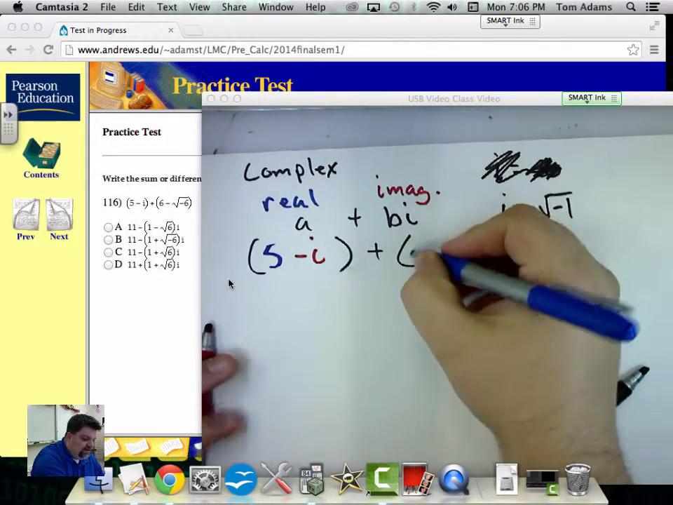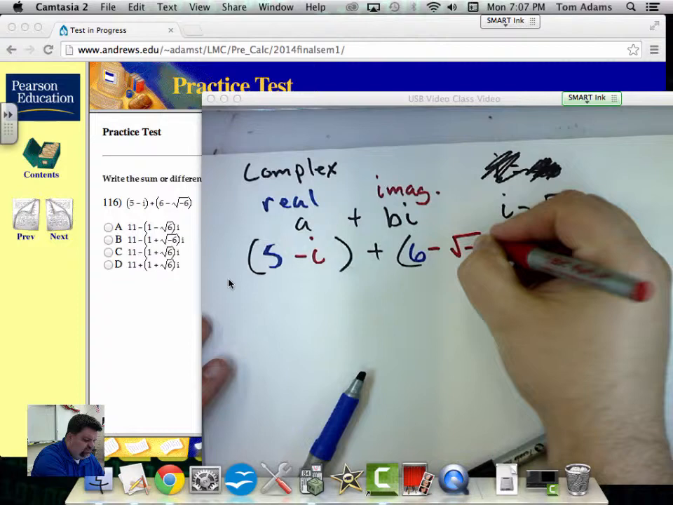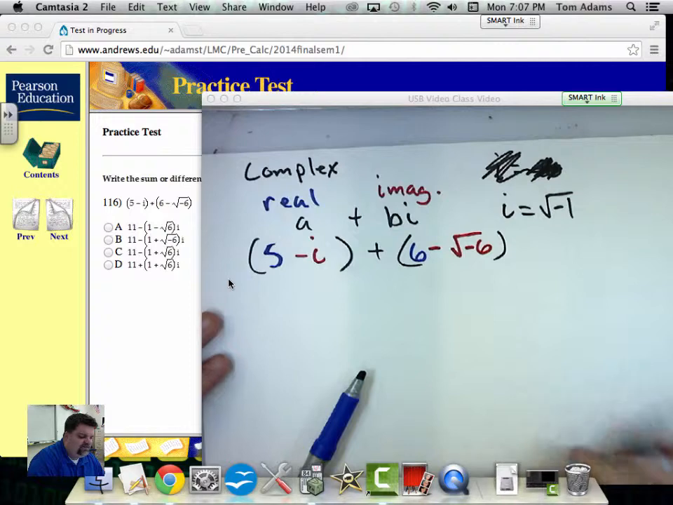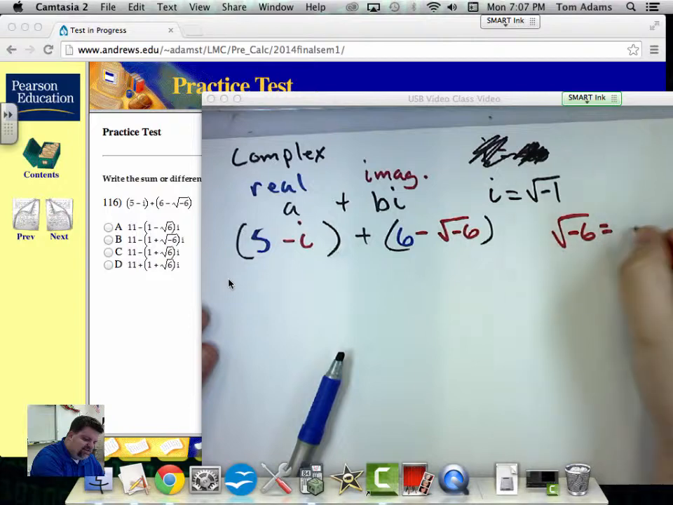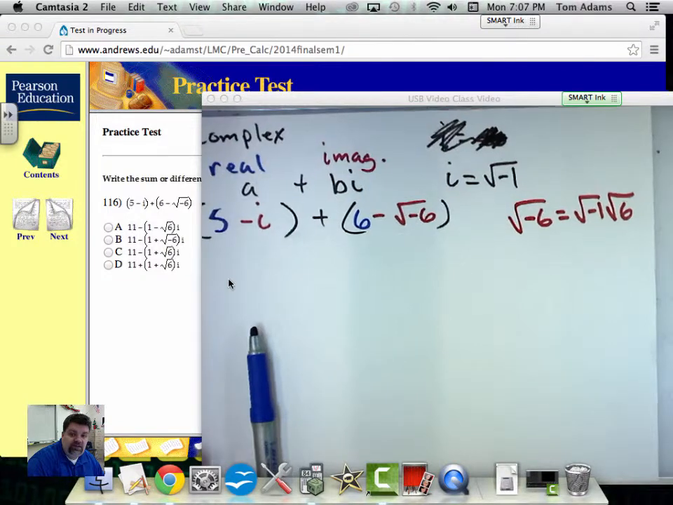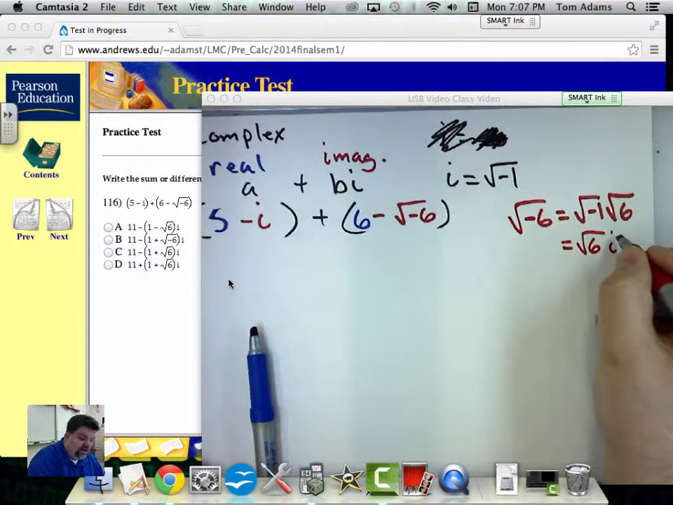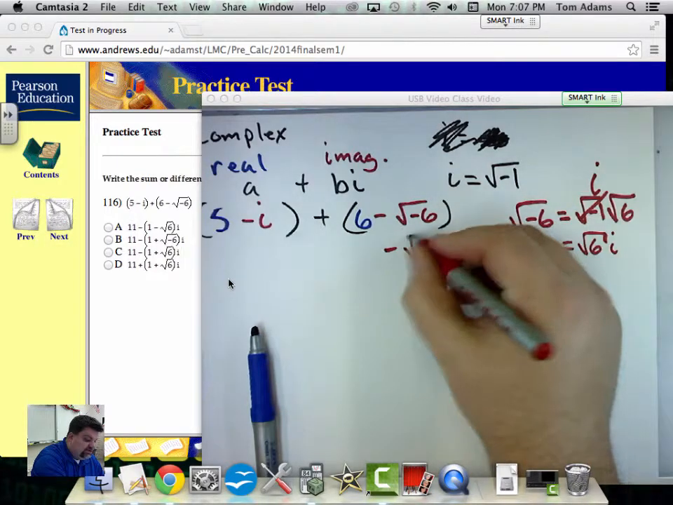And then over here, I have a 6, which is the real part, minus the square root of negative 6, which is the imaginary part. And so you say, well, how is the square root of negative 6 the imaginary part? Well, let's think about it. This is the same as the square root of negative 1 times the square root of 6. So that would be the same as the square root of 6 times i, right? Because the square root of negative 1 is equal to i, although we always write the i in the back. Okay, so this is minus the square root of 6i.